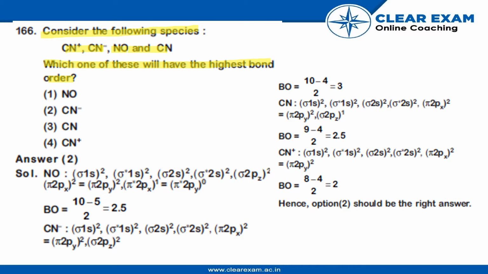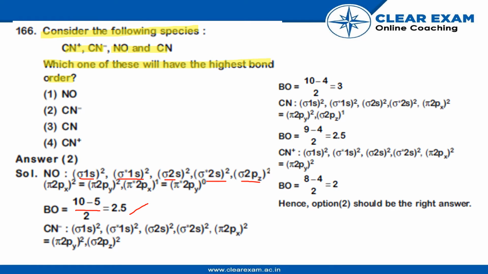For the case of NO, we have sigma 1s is 2, sigma star 1s is 2, sigma 2s is 2, sigma star 2s is 2, sigma 2pz 2, right? That will give us the bond order as (10 minus 5) by 2, giving us 2.5.